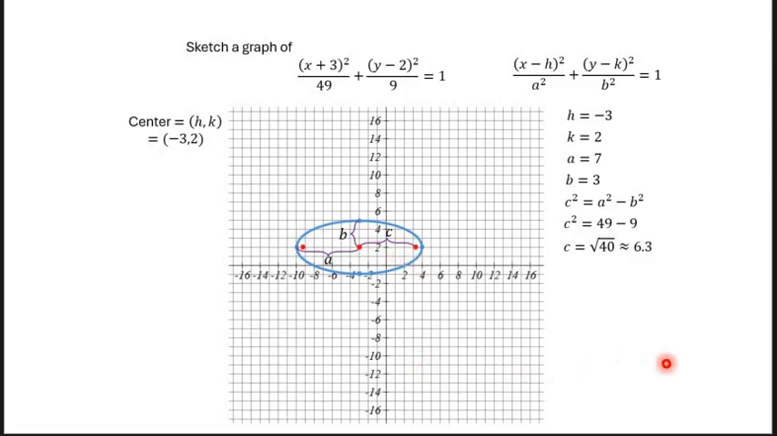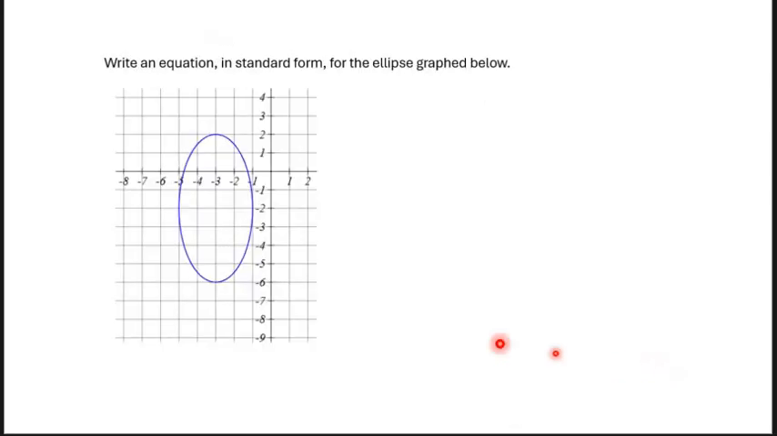All right, let's take a look at coming up with the equation of an ellipse given the graph. So the directions say write an equation in standard form for the ellipse graphed below. So to find an equation, we have to identify the major and minor axis, and the endpoints of those will be the vertices and co-vertices, and then I just have to identify the intersection point of those axes to figure out where the center is.